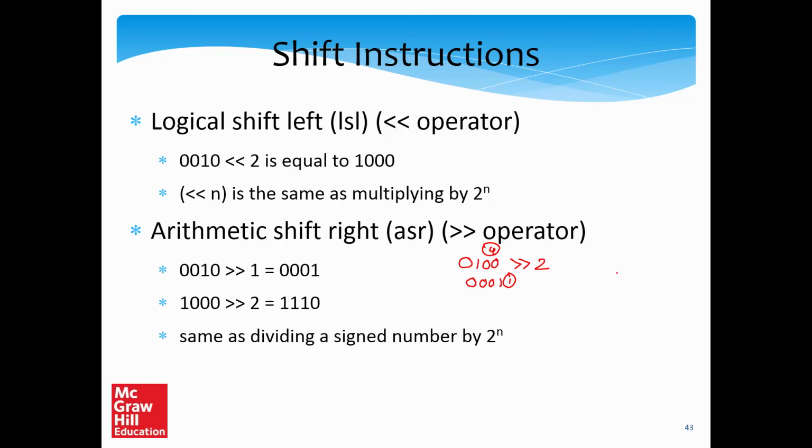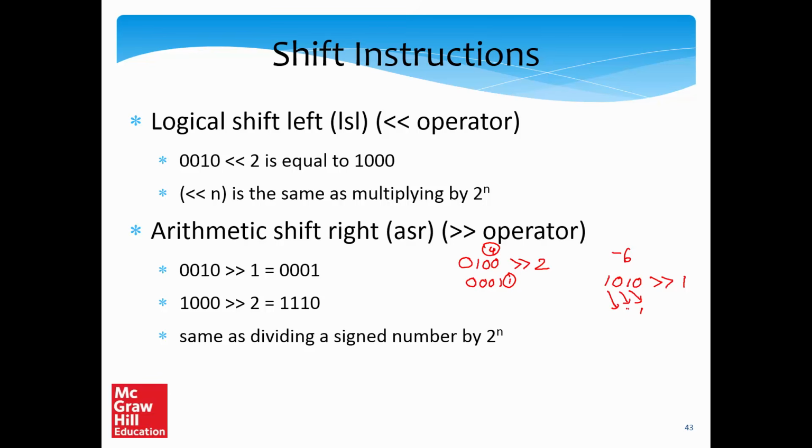Now let's consider negative numbers. Let's say consider -6, which is 1, 0, 1, 0. Let's right shift it by 1 position. In this case, if we right shift it by 1 position, this is how all the bits will move. So no problem.